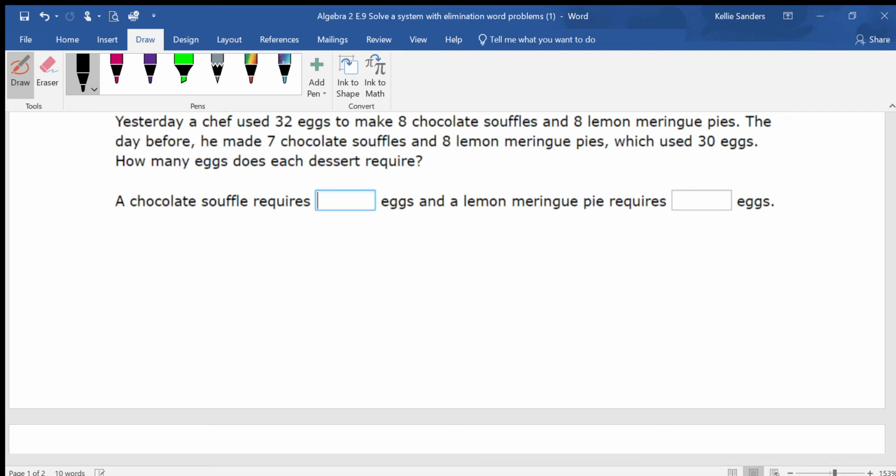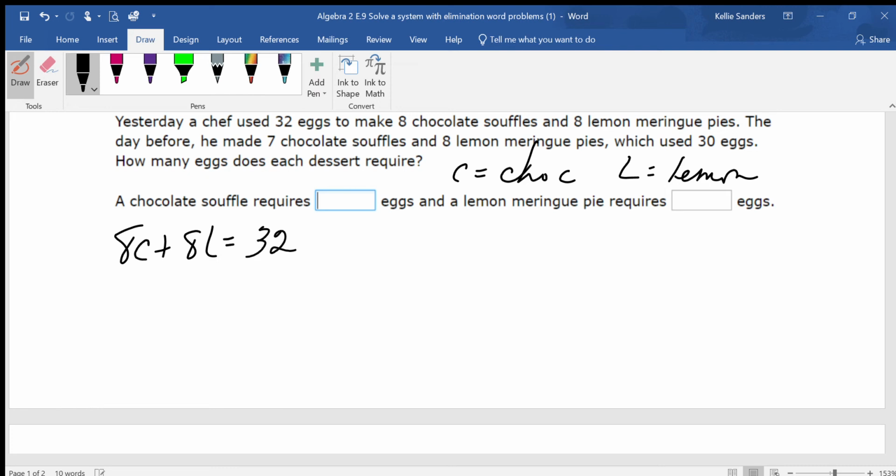Yesterday, Chef used 32 eggs to make 8 chocolate souffles. So C for chocolate, L for lemon. 8 chocolate plus 8 lemon used 32 eggs. 7 chocolate plus 8 lemon used 30 eggs. We're going to get rid of the L's this time because both L's have 8ths.